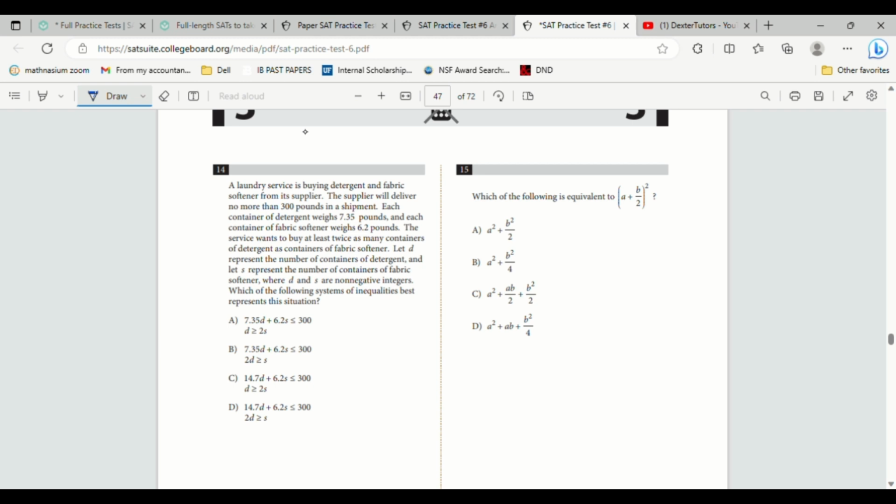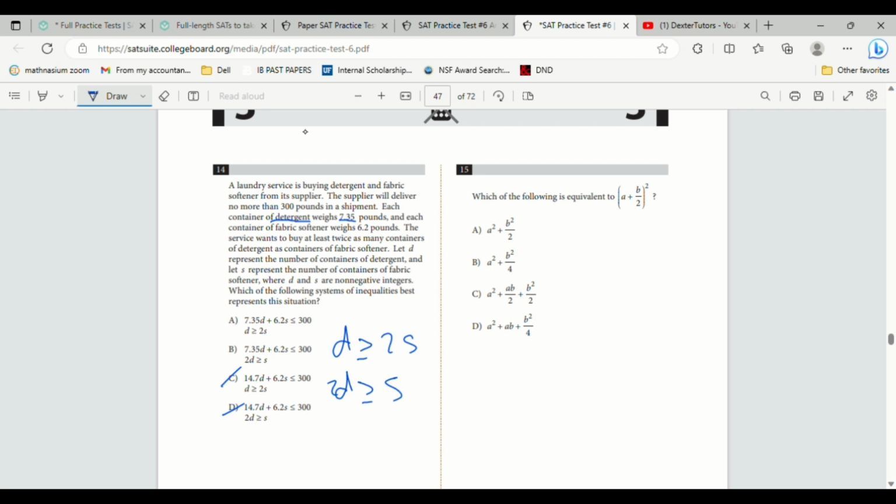Which of the following systems of inequalities best represents this situation? So we need to have 7.35 pounds of detergent, so 7.35D, so it cannot be C or D right away. Even though there's twice as much detergent, it doesn't matter. You still have to use the weight of the detergent and attach that to the variable. Same thing goes for the 6.2 pounds of fabric softener. That's why there's an S attached to 6.2. And so now we need to figure out whether it's D greater than or equal to 2S or 2D greater than or equal to S.